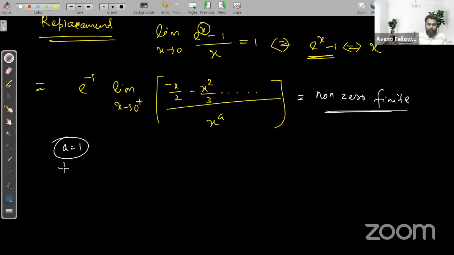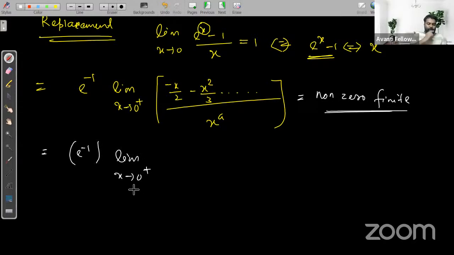If we put a is equal to 1, what are you getting? e to the power -1 into the limit. Put the limit, this will be a 0 by 0 form. Let's simplify this once more, limit x tending to 0 plus.